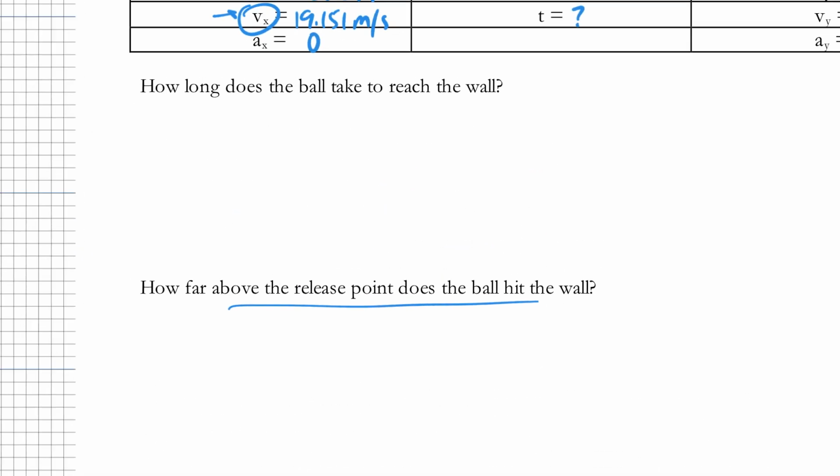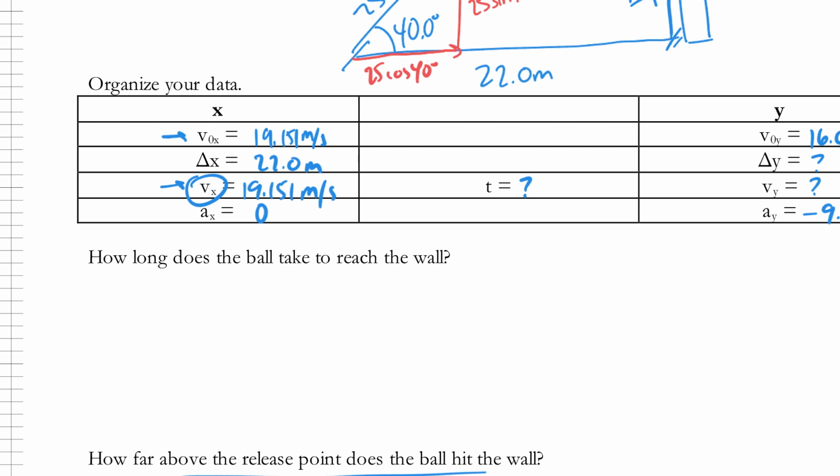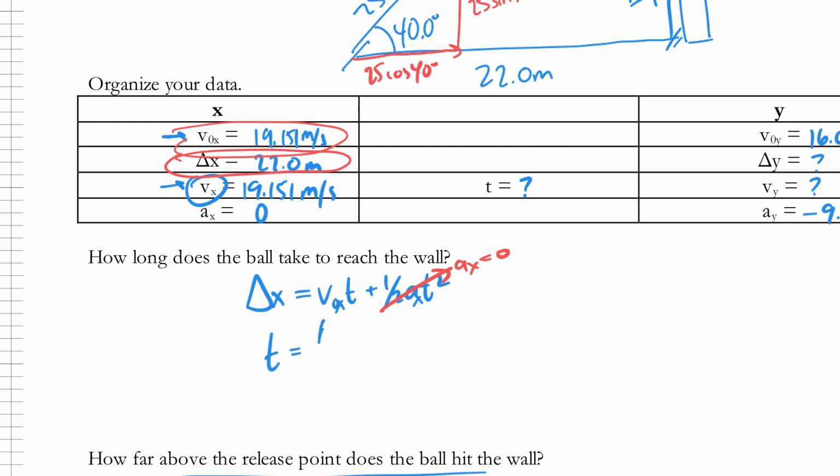Okay, so let's go ahead and solve these. How long does the ball take to reach the wall? The nice thing here is anytime you're given a delta x, because we almost always know v in the x, if you know v in the x and you know delta x, then you can always get time. And once you have time, these problems get a lot easier. Okay, so here's the displacement equation in the x direction. And once you add that nice pretty little x, this term goes away because a in the x is 0.